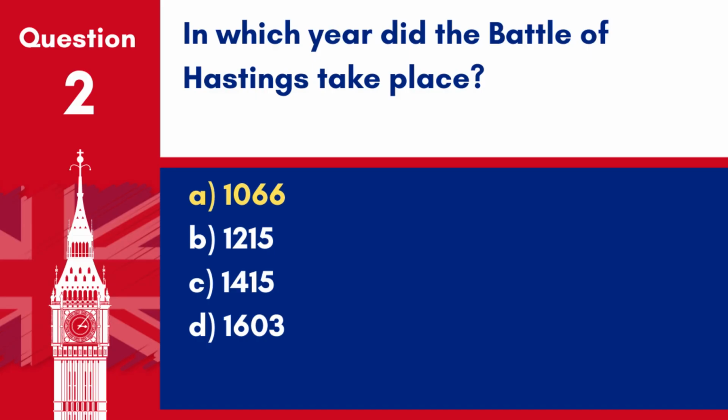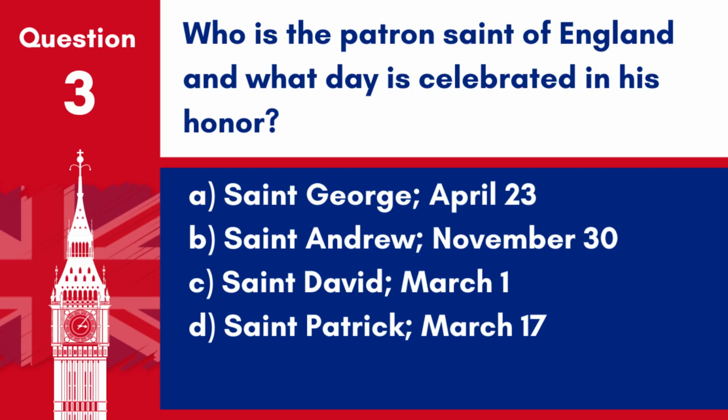Answer: A. 1066. The Battle of Hastings occurred in 1066, marking a pivotal point in English history with the Norman conquest of England. Question 3.